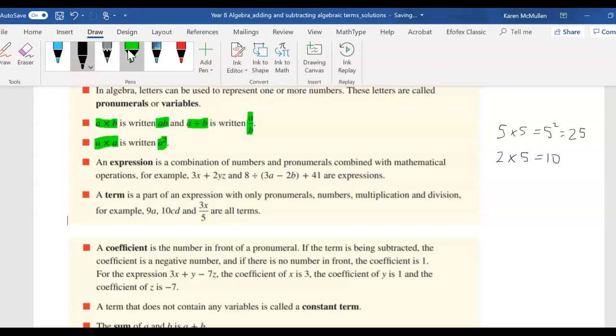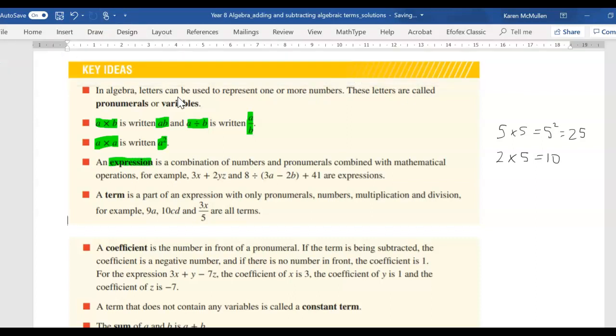The next dot point, we've got an expression. The term expression is a combination of numbers and pronumerals combined with mathematical operations. So something like 3x plus 2yz is an expression. 8 divided by, in brackets, 3a minus 2b plus 41 is also an expression. Basically, if you don't have an equal sign, it's an expression. If there's an equal sign, it's an equation.